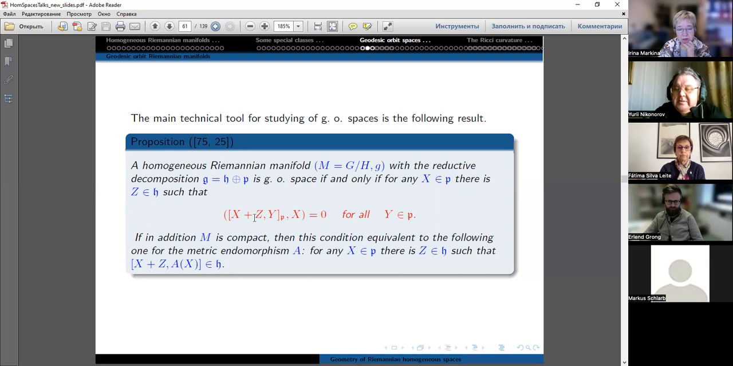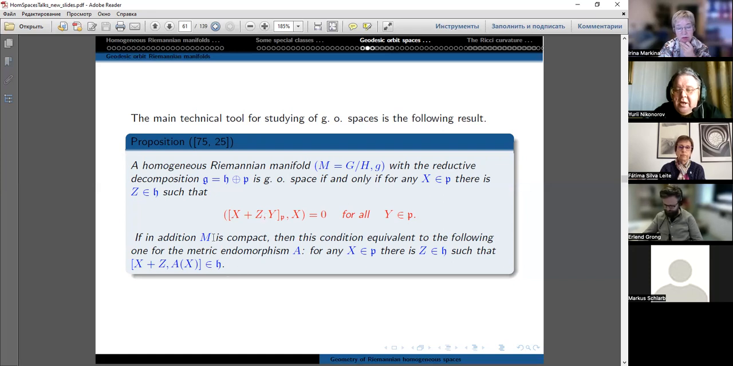If it is simply 0 for any x, we have a naturally reductive metric, very easy. But this is a little more complicated situation, when we can correct this vector x by adding some vectors from the isotropy subalgebra to have this equality. A little more freedom to find such z. It should not be 0 in general.